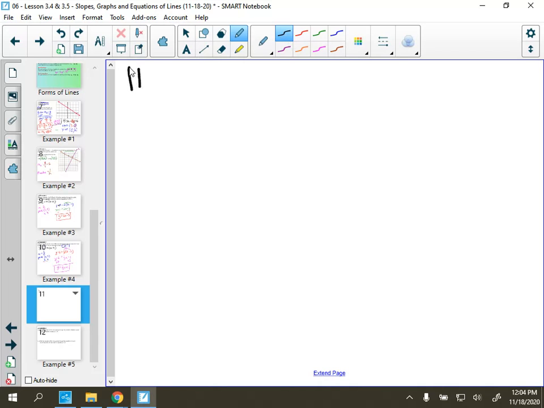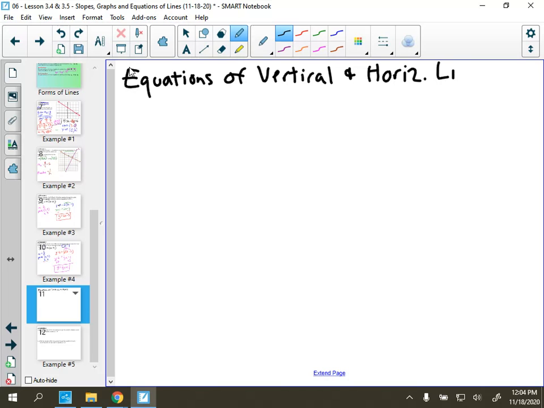Horizontal. Let's just add a heading here. I would add this to your notes because, like I said, I don't know how many of us are going to remember this. Equations of vertical and horizontal lines. Okay, let's pause it, get your heading set up there.